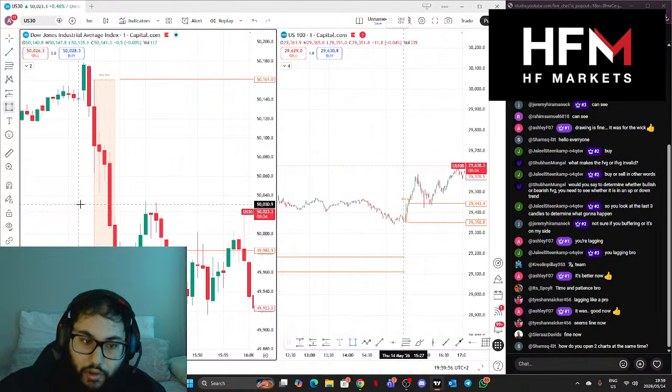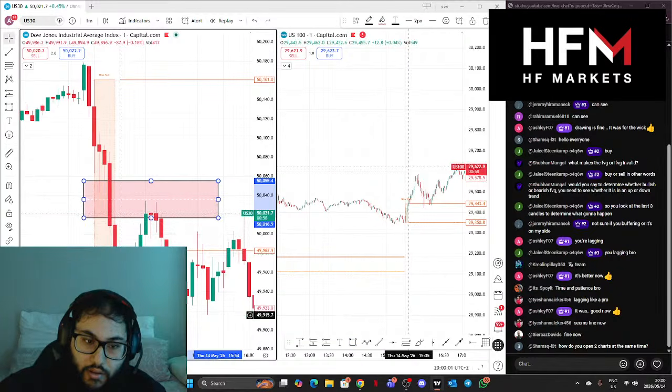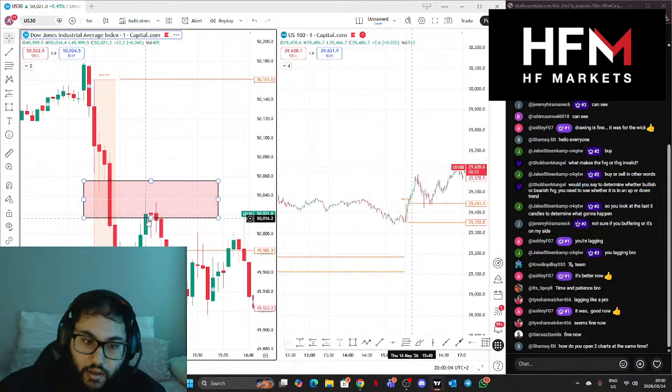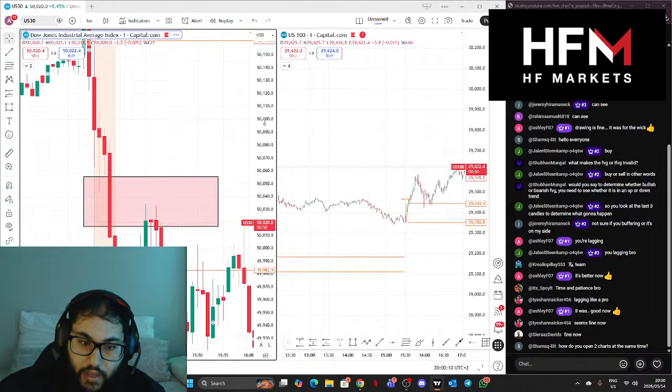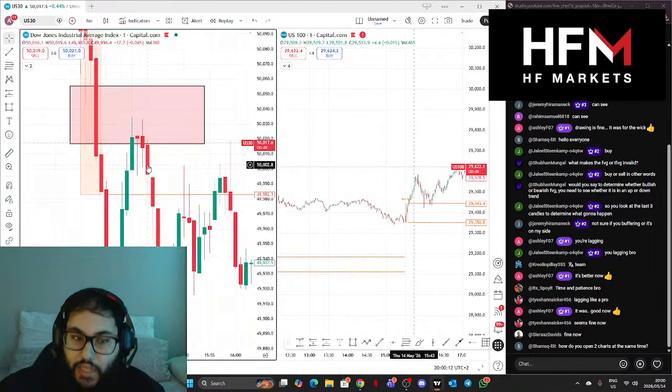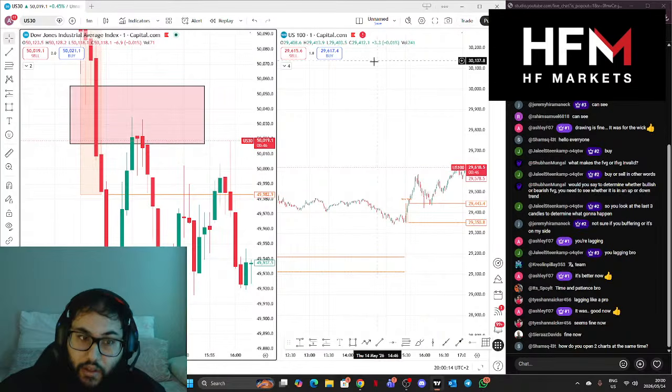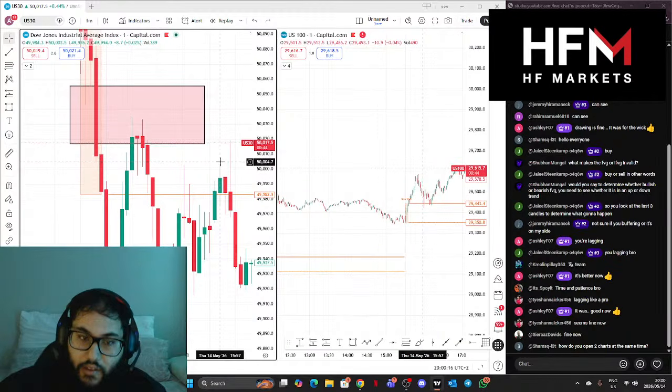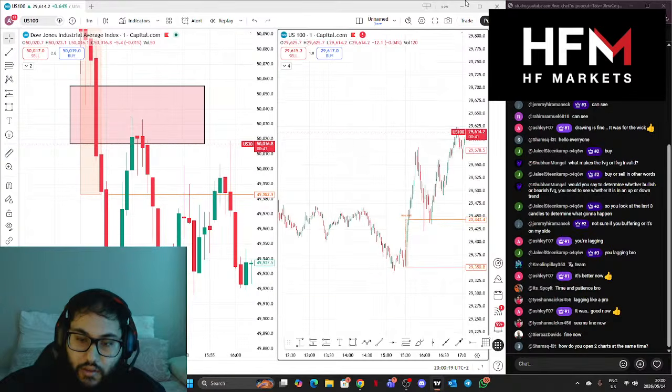Okay, we have a fair value gap here. We had a breakout. Wait for the market to retest into this. Look at that. Wait for the market to close below here. So you're not going to take a trade here. You can see we close inside the fair value gap here. So basically we try and take whichever index gave the trade first.